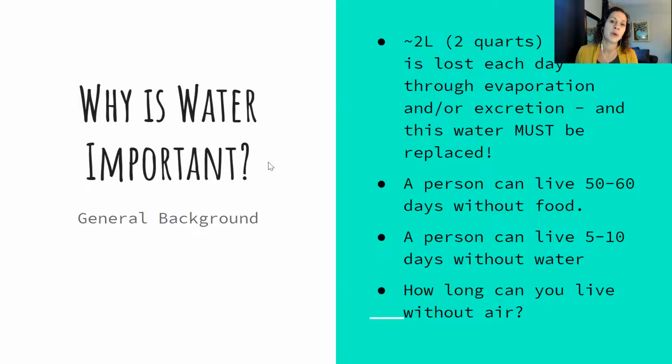So why is water important? Well, we as humans need about 2 liters of water. It's lost each day through evaporation or excretion, which would be when you use the restroom. And this water must be replaced. A person can live 50 to 60 days without food, but can only live 5 to 10 days without water. How long would you live without air?